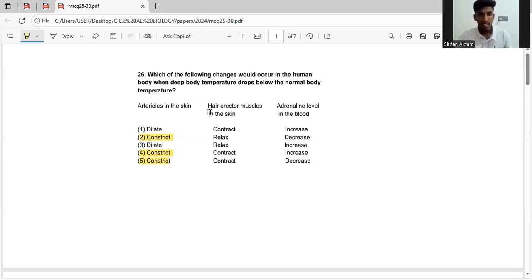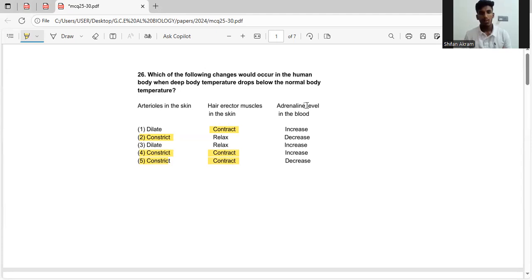And in here, the hair erector muscles contract. So I'll mark all the answers. They have contract in the first one, third one, and the fifth one. So the answer either has to be the fourth one or the fifth one. Anyways, let's take a look at the adrenaline level in the body.